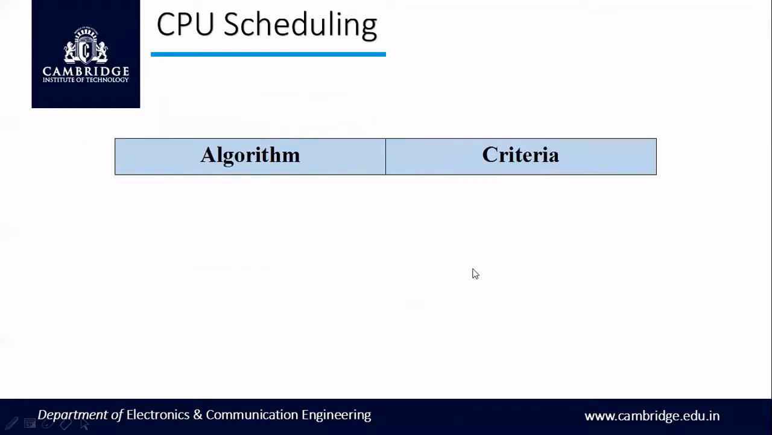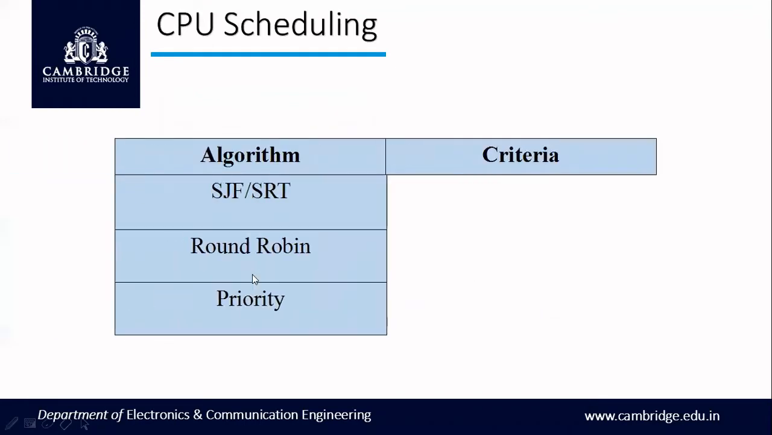So let us see what the three algorithms are and what criteria these algorithms work on. If you take the first algorithm, shortest job first or shortest remaining time, the criterion for choosing a process and giving it to the CPU for execution is the process with the smallest, shortest estimated completion time, which is always called the burst time.